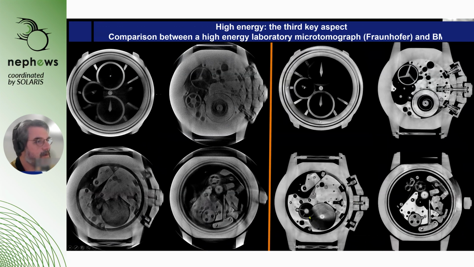So here you have, again, one of the old examples done during the first months of the beamline. On the left, it is a watch that was imaged by Fraunhofer on their high-energy laboratory tomograph, with 12 hours of scanning. On the right, it is the same one scanned on BM18 at 225 kilo-electron volts in 12 minutes. So it's a good reason to use this kind of beamline.